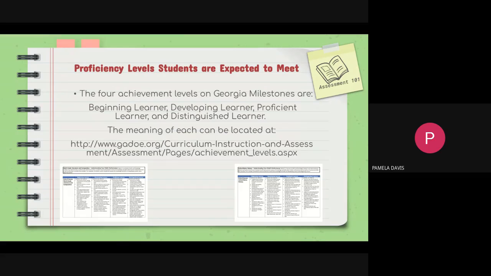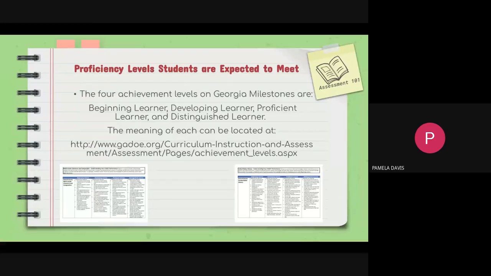To be a proficient learner means that you demonstrated proficiency in the knowledge and skills of the content that was taught, and your score would range between 80 and 91. To be a distinguished learner, you demonstrated advanced proficiency in that content area, and your scores would range between 92 and 100.